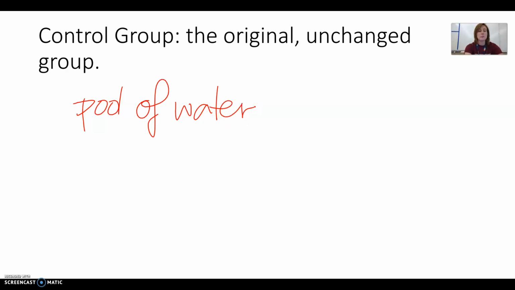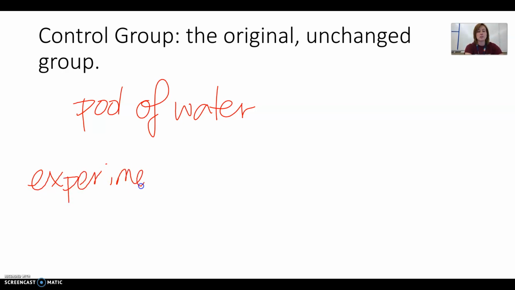The control group is going to be the original unchanged group. So for example, in this case with the pool of syrup and the pool of water, the original group would be the pool of water because usually we fill pools with water. Usually when we're swimming, it's going to be in water, right? And that's what we're going to compare our experimental group to.